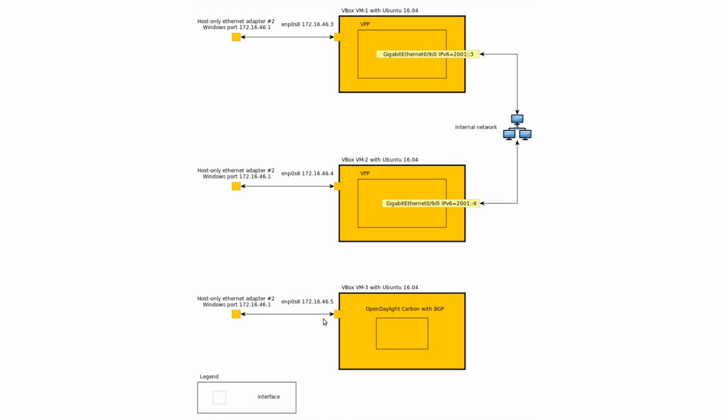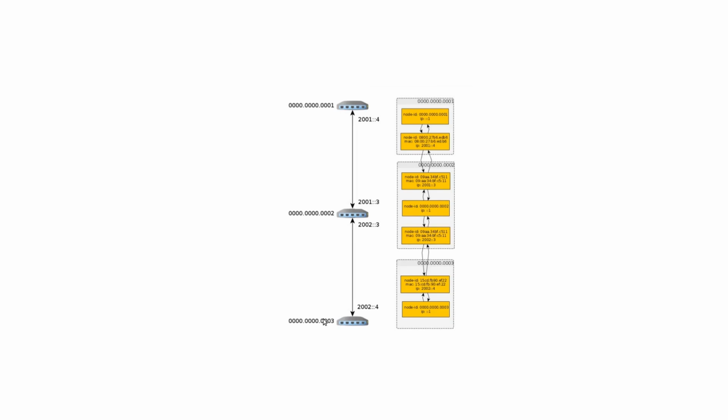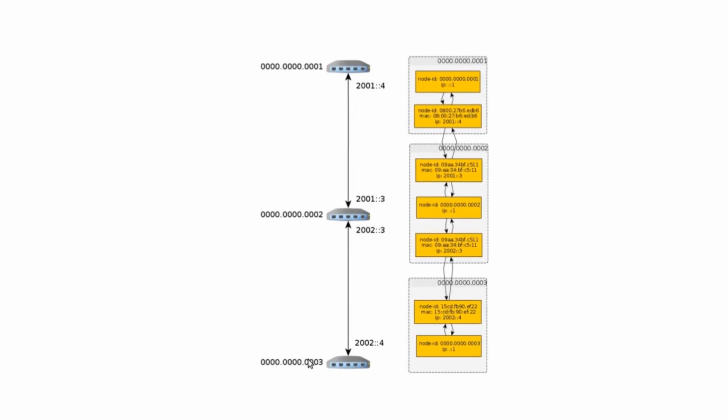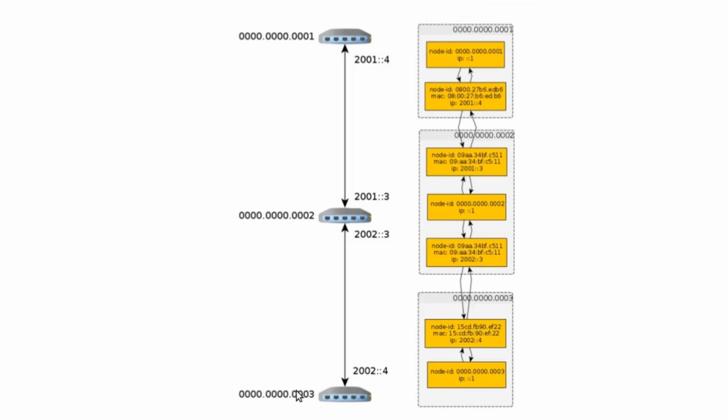VPP currently doesn't support any interior gateway protocol, which is usually the information source for BGP Linkstate. We have picked the IPv6 neighbor discovery protocol as a source of the Linkstate information. As you may know, the IPv6 neighbor discovery protocol only contains the neighbor's interface identifier, but not the node identifier, which is required by BGP-LS.